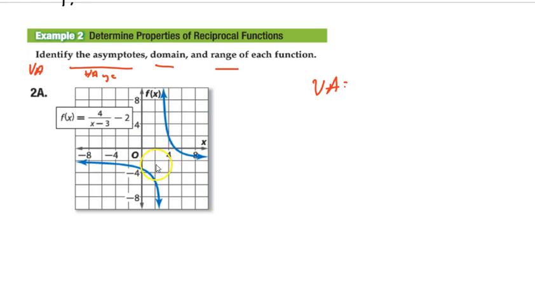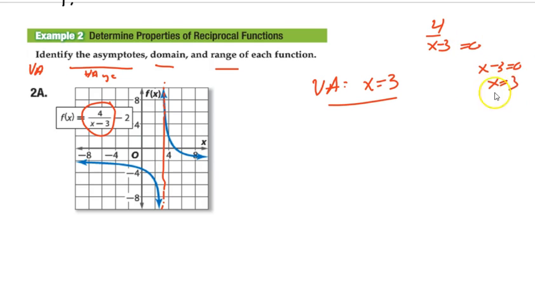What's the line that both of these can't cross? It looks like there's a line right here, around x equals 3. It's my vertical asymptote. There's a line right here that both graphs are shying away from, and that matches the equation. Remember what we just talked about? You set the denominator equal to 0. You get x minus 3 equals 0. You get x equals 3. That's your vertical asymptote. That's how you find it.